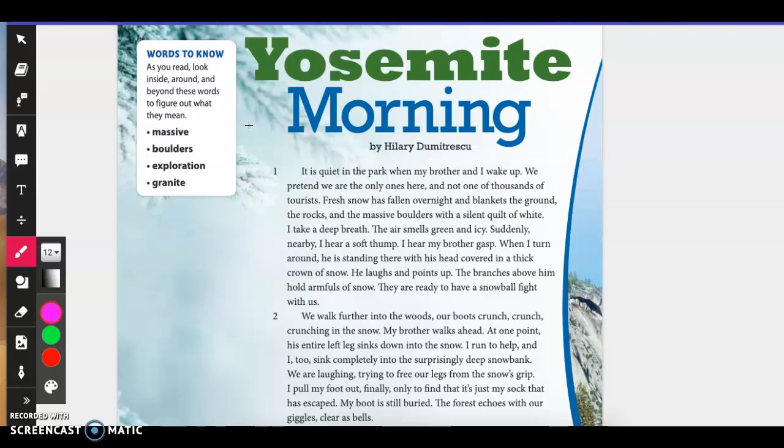Today we are going to continue working with words that might be hard to understand. So we're going to be using context clues to figure out what the meaning of words are. So the first thing that I want us to notice is that we're going to read a realistic fiction text.